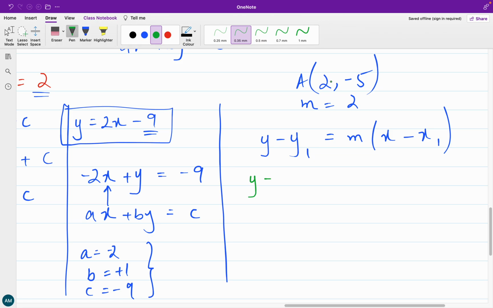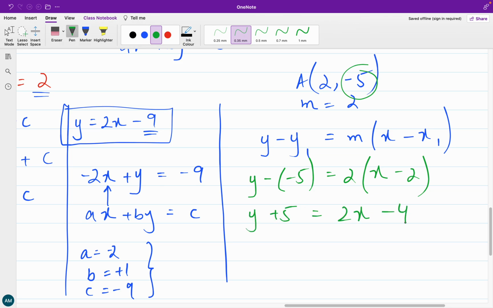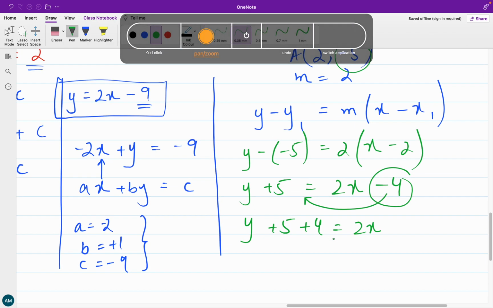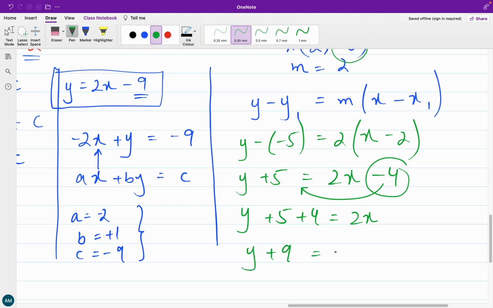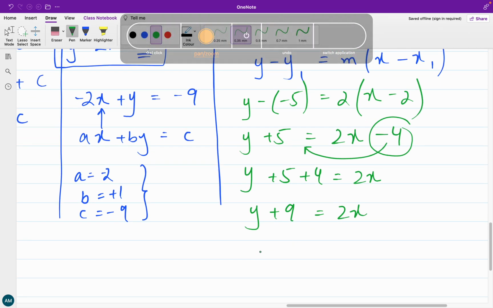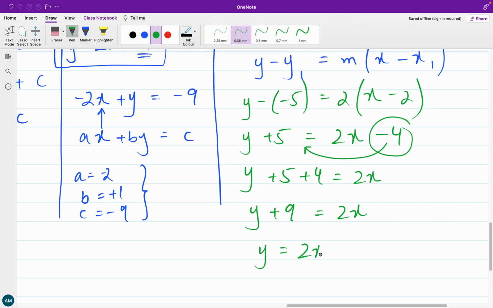Y minus y1, which is negative 5, is equal to m times x minus x1, which is 2. Yeah. So y plus 5 is equal to 2x minus 4. So y plus 5 plus 4 is equal to 2x. Yeah, I brought minus 4 over there. So y plus 9 is equal to 2x. All good. So y is equal to 2x minus 9. Y is equal to mx plus c.